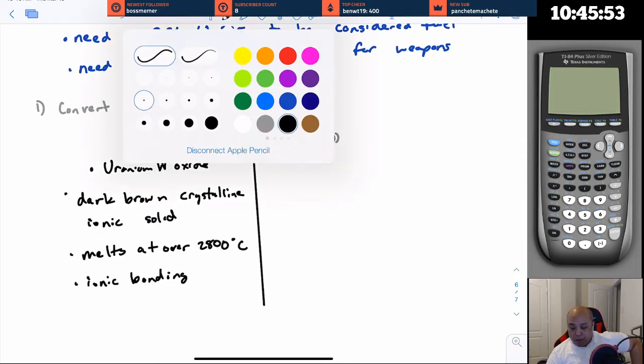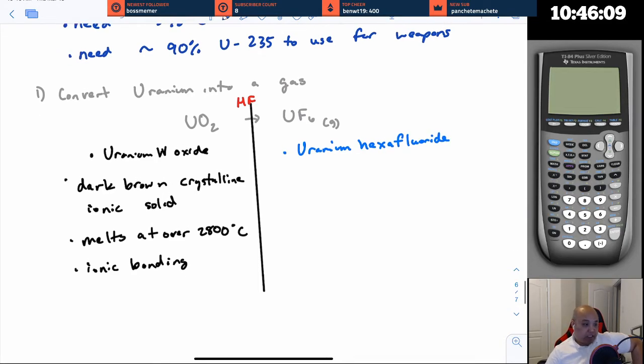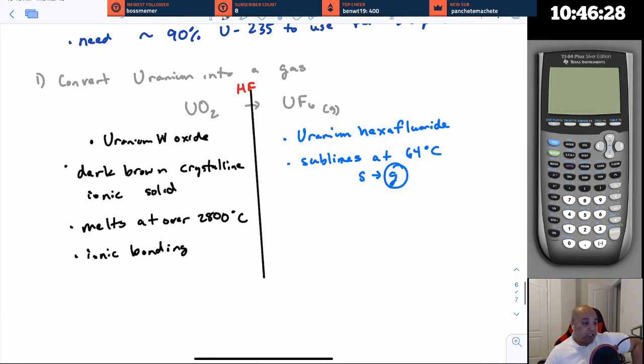And so when you expose it to hydrogen fluoride gas, the oxygens are replaced by fluorines. And so then you make uranium hexafluoride, which is UF6. It sublimes at 64 degrees Celsius. Oops, I wrote 65, but I meant 64. Which means it goes from a solid to gas, and that's what you want, a gas. It's octahedral because it has 6 charge centers, and it is a covalent molecule.